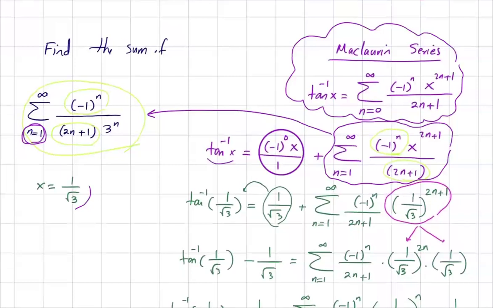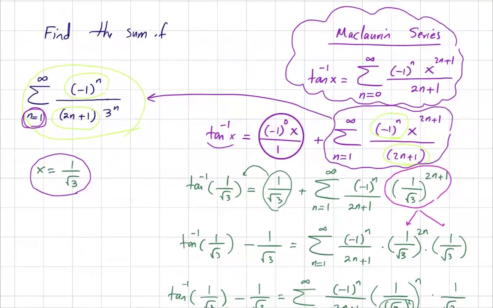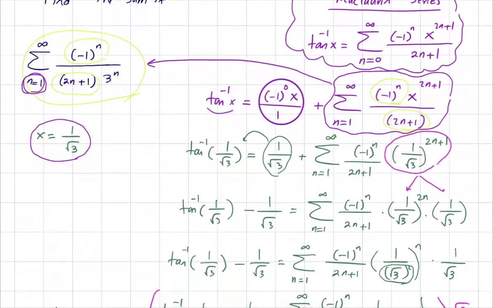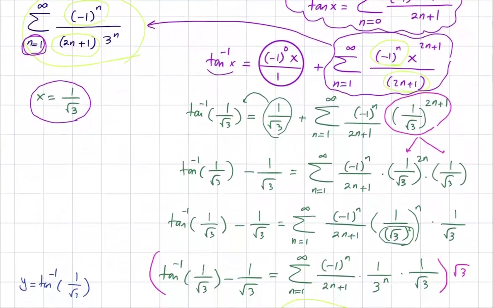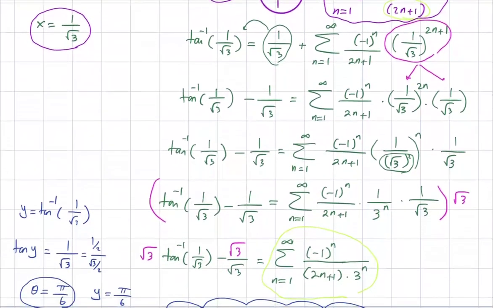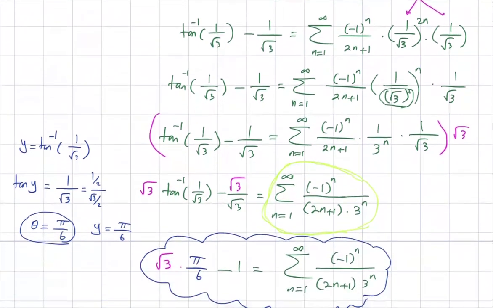So now use x to be 1 divided by the square root of 3. Wherever you see x, you're going to use that. Inverse tangent of 1 divided by the square root of 3 is 1 over the square root of 3 plus the summation of the rest of the terms. We did the algebra to simplify this series, and we saw that you get the original series in the question. So this series is equal to the square root of 3 inverse tangent of 1 over the square root of 3 minus 1.